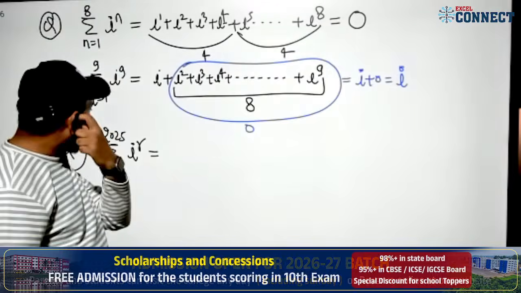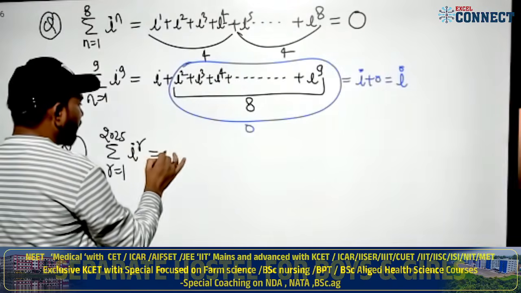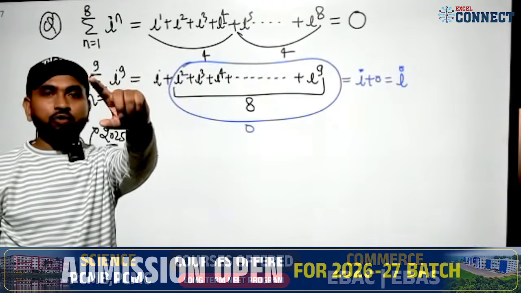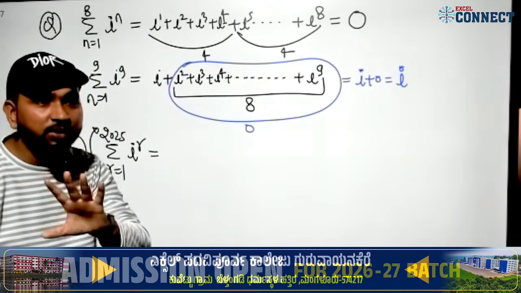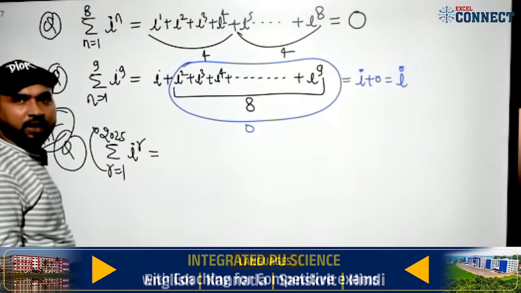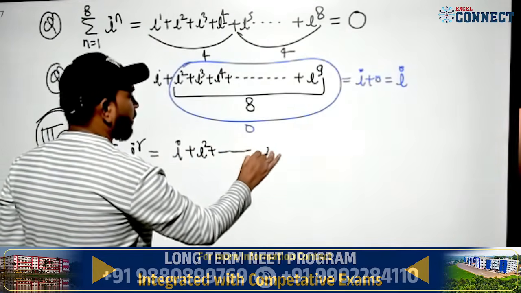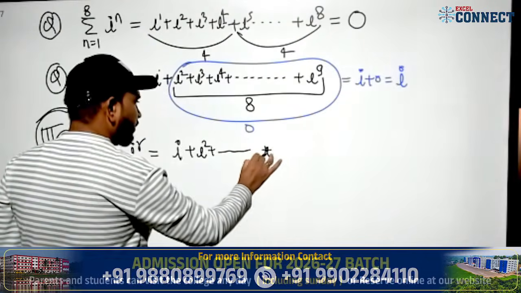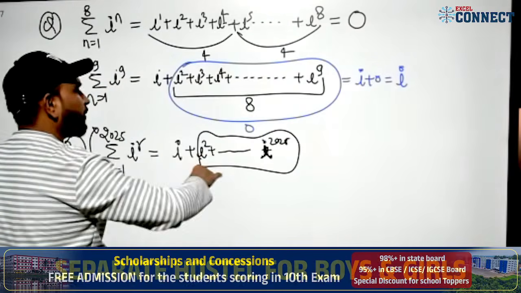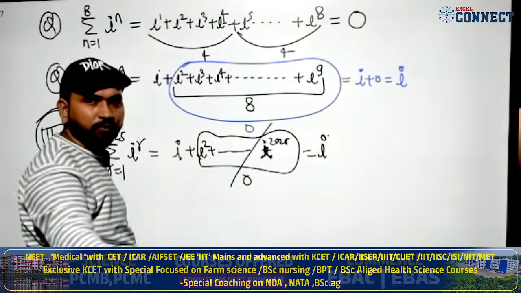Answer this question. How many terms are there from 1 to this? 2025 terms are there. If 2024 terms were there, I could say the answer is 0. Yes, correct, everyone is writing the correct answer. I plus I square up to I power 2025. From here to here, 4 conjugate terms form pairs, so this portion is 0, and only iota remains. Very good.